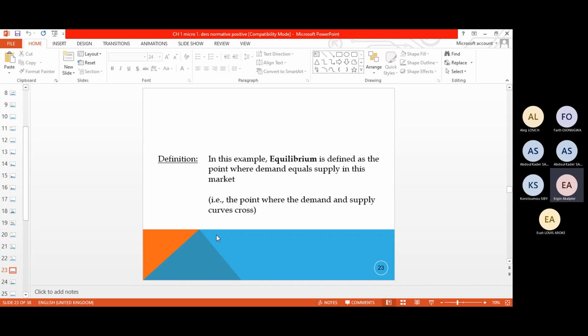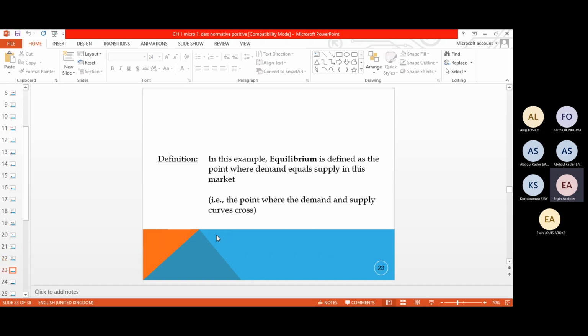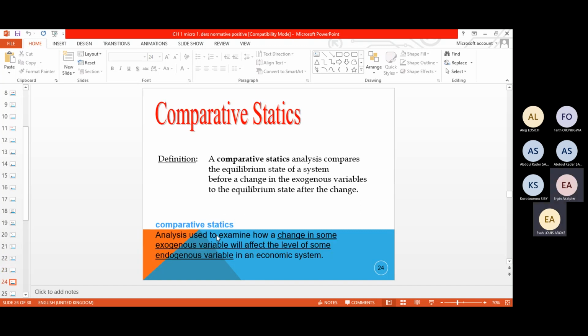Above is the surplus, and below this curve, as you are understanding, is the scarcity. Therefore, we are always trying to approach the equilibrium position to be able to get the best possible marketing option for the coffee beans, which is given in the scenario. And the comparative statics, yes, please.